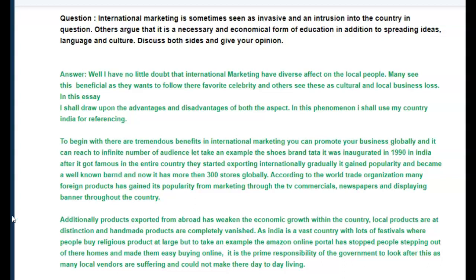Additionally, comma, products exported from abroad weaken the economic growth within the country, full stop. Local products are at distinction. I don't understand what that means. And handmade products are completely vanished. All right, I don't understand what this means. What does that mean, local products are at distinction? That's unclear to me. It doesn't really carry meaning in English.